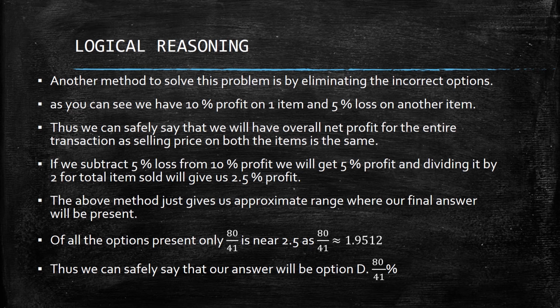If we subtract 5% loss from 10% profit, we will get 5% profit and dividing it by 2 for the total items sold will give us 2.5% profit. The above method just gives us approximate range where our final answer will be present. Of all the options present, only 80 by 41 is near 2.5 as 80 by 41 is approximately equal to 1.9512. Thus, we can safely say that our final answer will be option D, 80 by 41%.